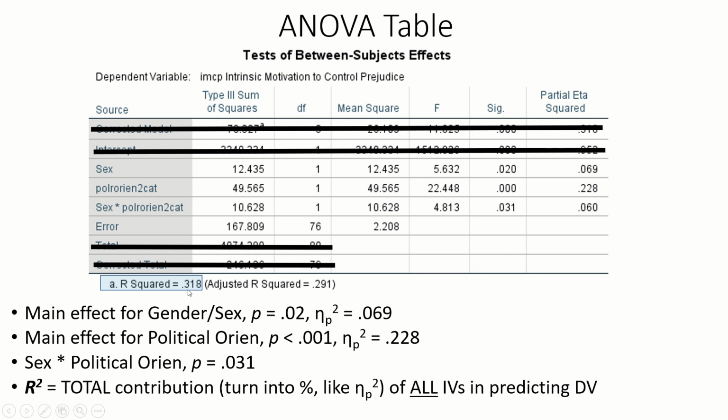And so we can turn this R squared value into a percentage, just like partial eta squared. So we can say that all the independent variables in the ANOVA explain a total of 31.8% of the variability or differences in our outcome, in this case, IMCP. Right. So partial eta squared represents the contribution of one independent variable. R squared represents the contribution of all the independent variables in the ANOVA. And so we'll see this big R squared come up again once we get into correlation and regression. So it's a good time to point it out here and get used to seeing it.